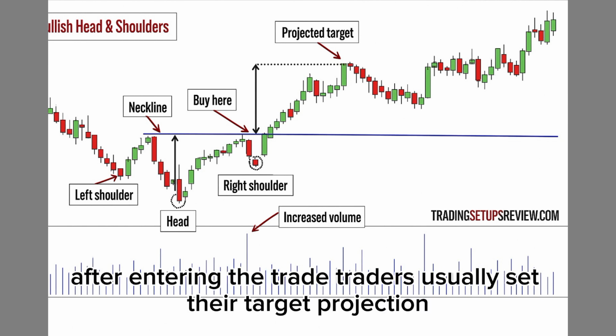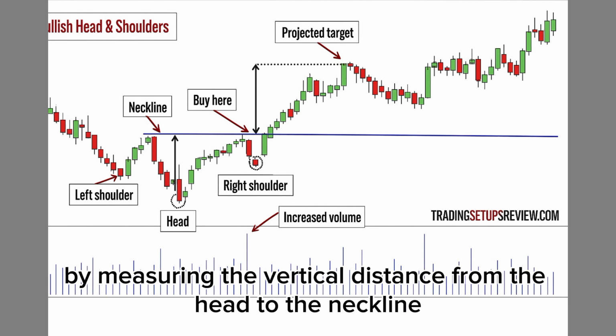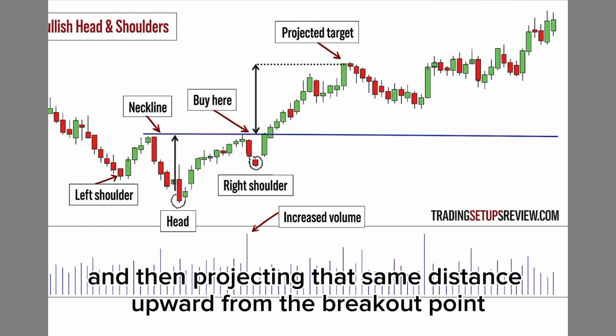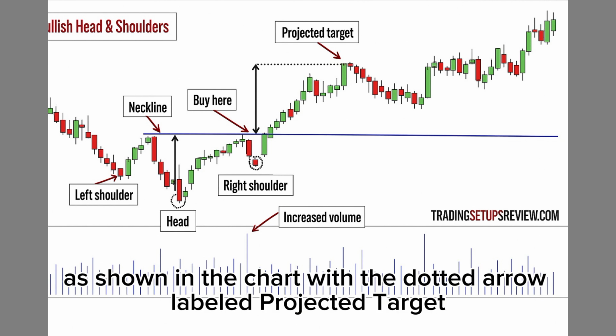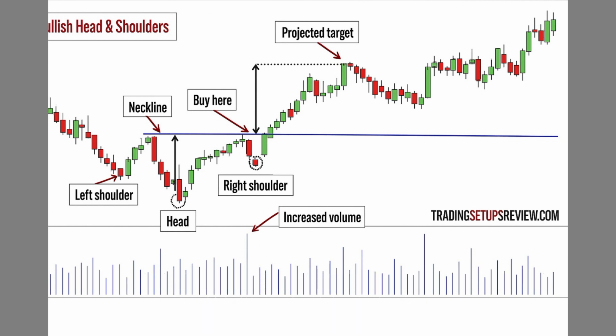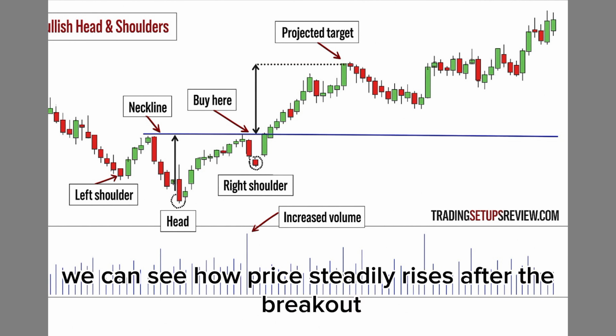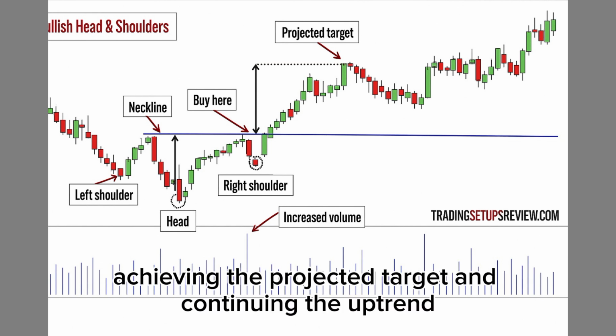After entering the trade, traders usually set their target projection by measuring the vertical distance from the head to the neckline and then projecting that same distance upward from the breakout point. This gives a realistic price target for the bullish move, as shown in the chart with the dotted arrow labeled Projected Target. As the pattern plays out, we can see how price steadily rises after the breakout, achieving the projected target and continuing the uptrend.